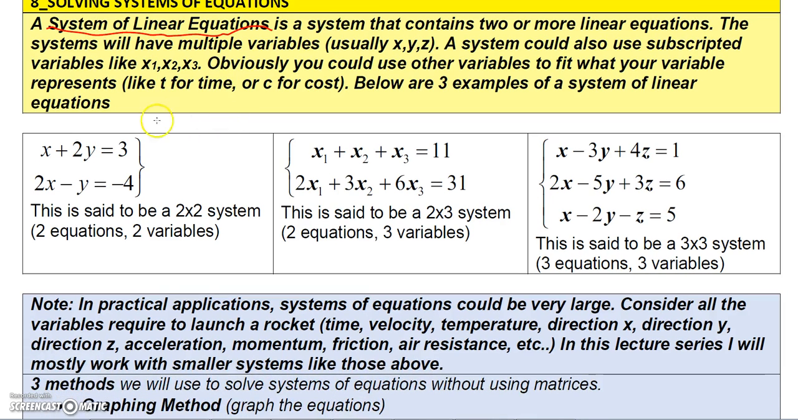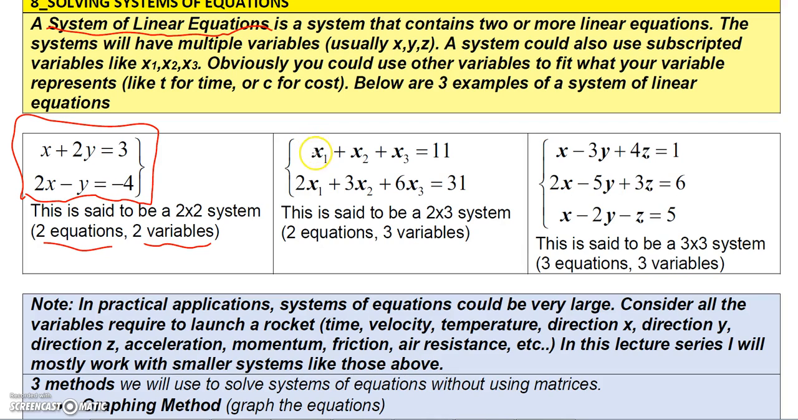And so an example of a system of linear equations would be, suppose you had two equations. One could be x plus 2y equals 3, and the other one might be 2x minus y equals negative 4. This is actually said to be a 2 by 2 system because you have two equations and you have two variables, x and y. So two equations and two variables, that's a 2 by 2 system.